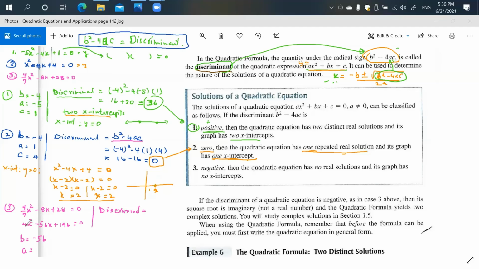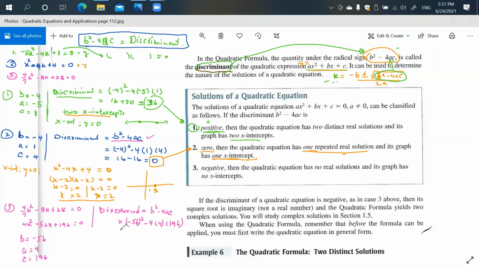And a is what? A is for the x power 2, right? So a equal to 4. C means constant, so the last term here, equal to plus 196. The plus we don't need to write down, but if negative, you have to, okay? Now you replace in the formula, b squared minus 4ac. So discriminant equal to b is minus 56 power 2, minus 4, a is 4, right? And then c is 196.